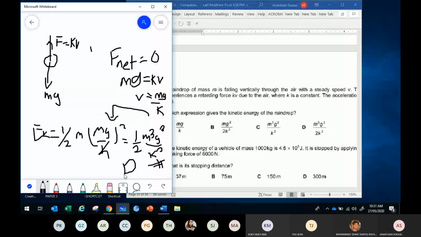It's under D. Okay. Because it's moving down, weight balances the retarding force. Because it's moving at constant speed, net force must be 0. mg equals kv, so we find v is mg over k. We substitute into the kinetic energy formula, so you get the kinetic energy. Those who didn't get it, hope this working under it should explain it to you.